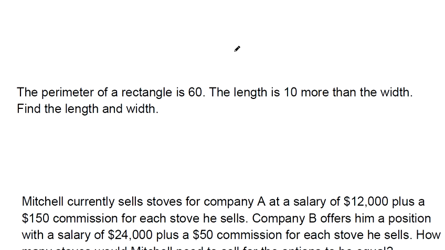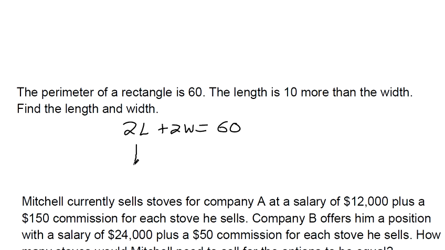The perimeter of a rectangle is 60. So a perimeter is found by taking 2 of the lengths plus 2 of the widths. And we're told this perimeter is 60. A perimeter means how long is it, like how many yards would a string have to be to stretch all around the outside of a rectangle? Well, you got to add 2 of those long pieces plus 2 of those wide pieces.